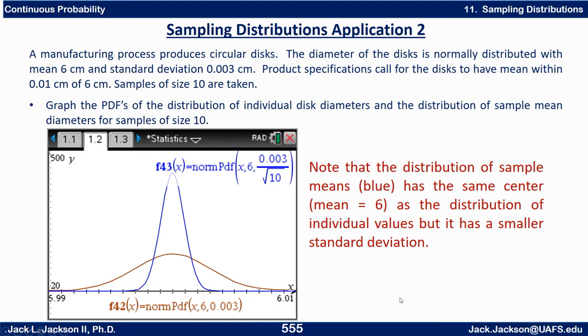Here's a little bit better looking picture from a TI Inspire. So note that the distribution of sample means, the one in blue, has the same center, mean of 6, as the distribution of individual values, but it has a smaller standard deviation, which makes it more concentrated near the mean. So in the middle here, it's going to make it taller and smaller on the outsides. In other words, less spread out than the individual items are here.